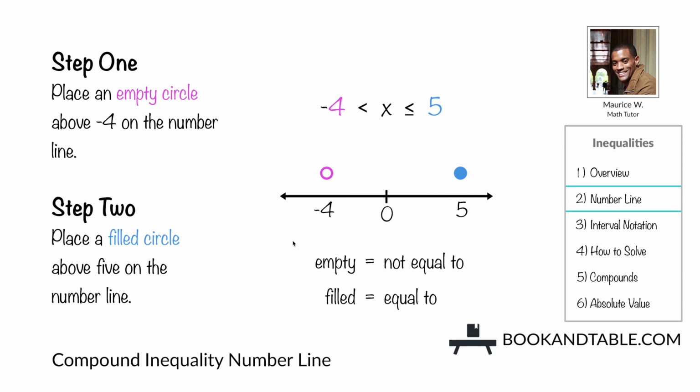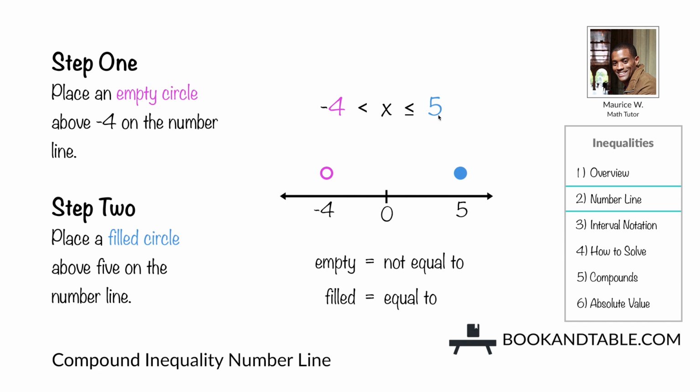So how would we draw the number line for a compound inequality? Let's use the example we were just looking at: -4 is less than x, which is less than or equal to 5. Step 1, let's first deal with the smaller value in the compound, which is -4. So we place an empty circle, since it does not equal -4. Place an empty circle above -4 on the number line.